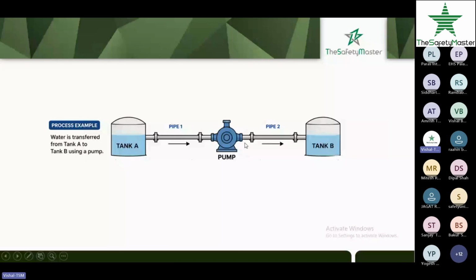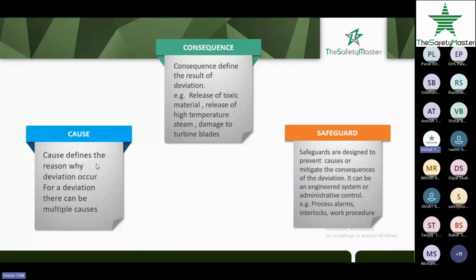Correct? So if there are manual valves, and someone due to manual error kept that manual valve closed, then there is no chance of water transfer from tank A to tank B. So these are the reasons. What we have to do is list down the reasons, and that is what we call cause. Cause means the reason why the deviation occurs. For a deviation, there can be multiple causes. Just like we have defined here, we have defined 3 to 4 causes. One is the tank being empty, another is failure of the pump, and another is if there are any manual valves in the line, then that is also possible. So we have defined 3 causes basically.